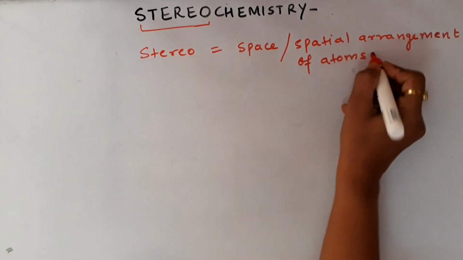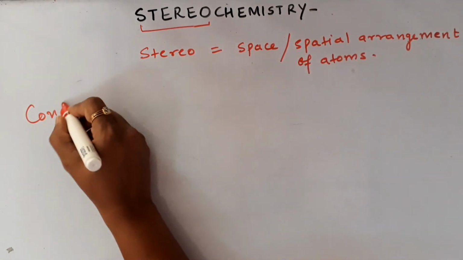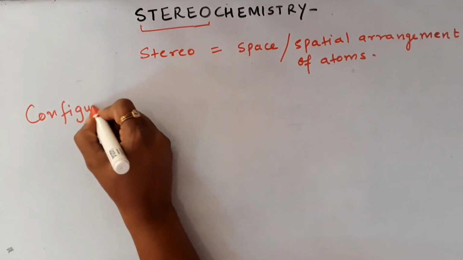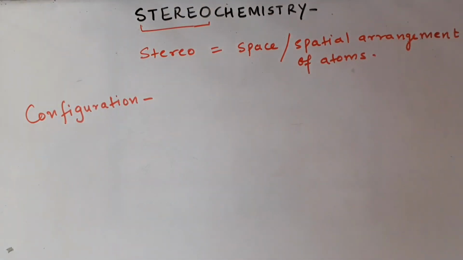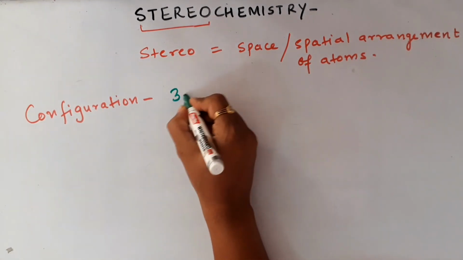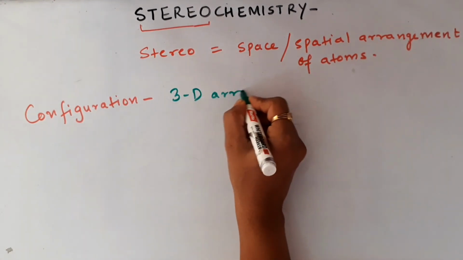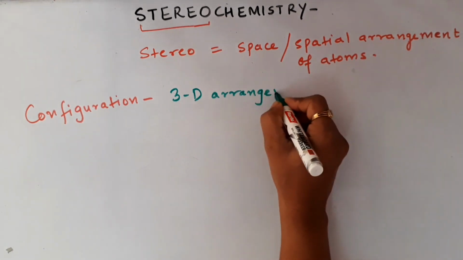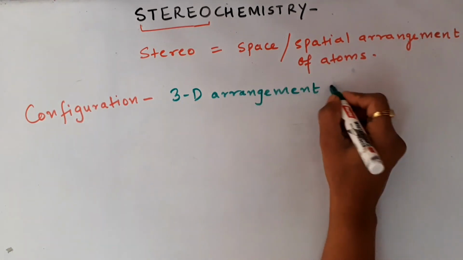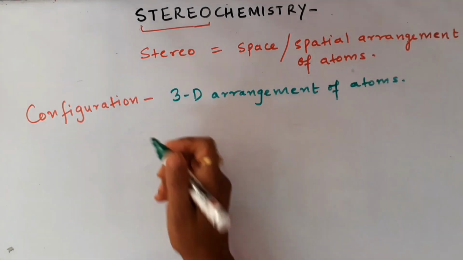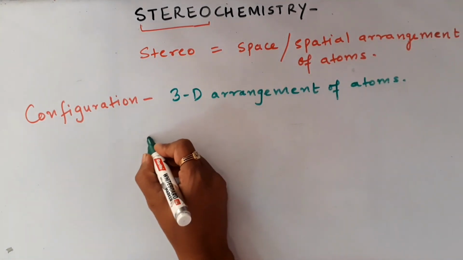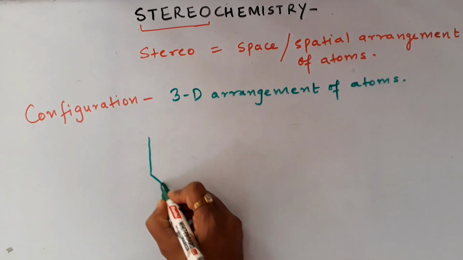Let us take the first definition over here, configuration. So configuration is the first definition which we have to study here. It means the three-dimensional arrangement of atoms. And how are we going to represent the molecule of a carbon compound is this way.